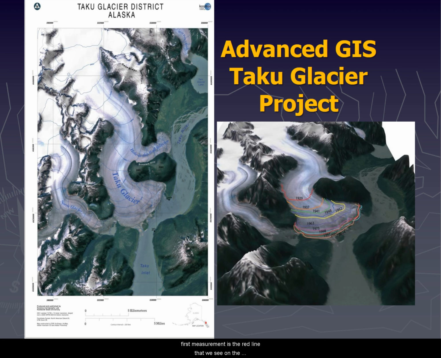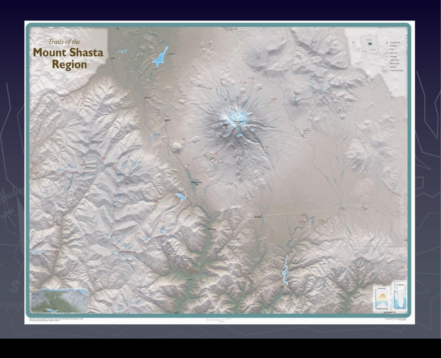So the first measurement is the red line that we see on the screen there from 1929. The second is from 1937, so on and so forth. So this was just a class project that we looked at.